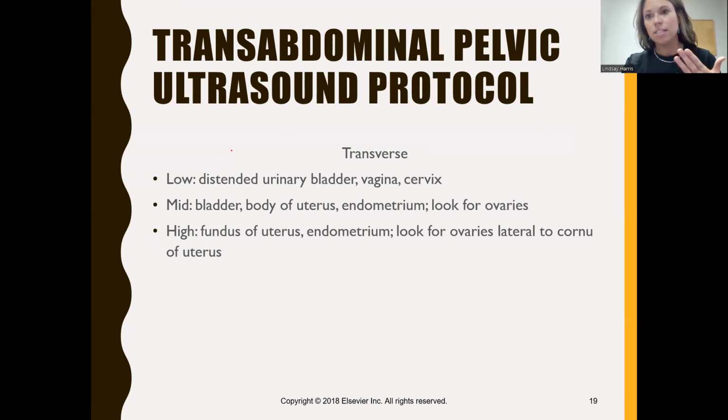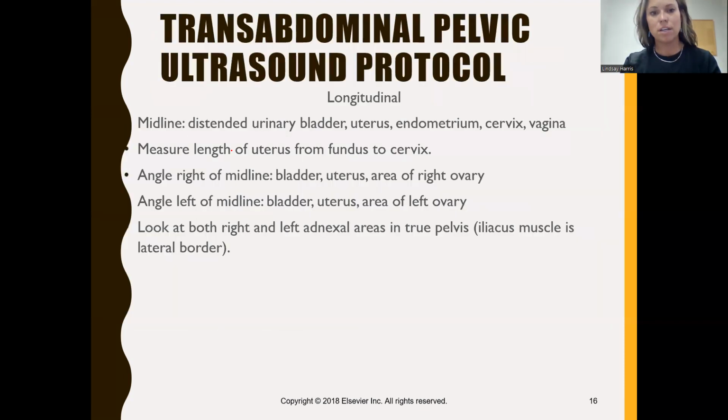Once I look at the uterus and I've gone long and I've gone transverse, I'll go back and I'll start looking for the ovaries. So the ovaries are very difficult to see in transabdominal because they're so small, only 3 centimeters, almond shaped. There's a lot of bowel. So they're a lot easier to see in transvaginal, but we do try to give it a good look if we're going to be doing transabdominal.